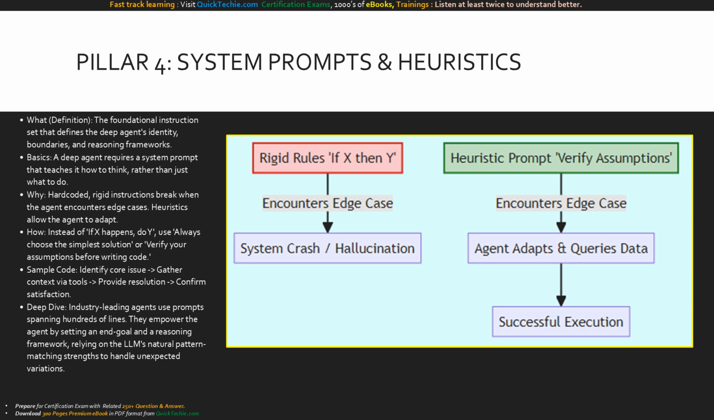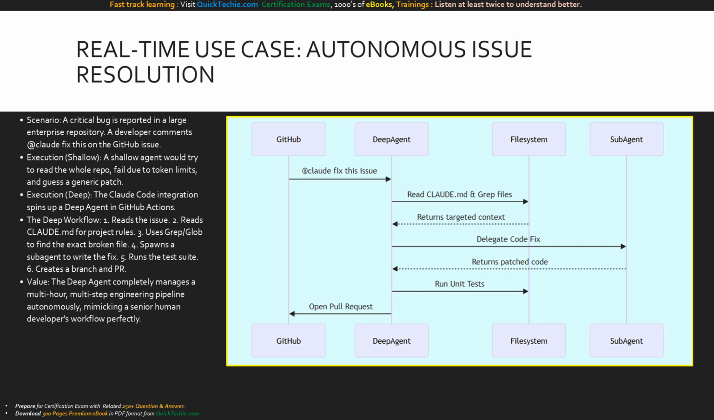This flowchart contrasts prompt engineering styles. On the red path, rigid rules like if X then Y hit an edge case, resulting in an immediate system crash or hallucination. On the green path, a heuristic prompt guiding the agent to verify assumptions encounters that same edge case. Because the agent understands the principle, it adapts, queries the data, and proceeds to successful execution. Heuristics enable true autonomy. Let's observe this taxonomy in a highly valuable real-time use case: autonomous issue resolution.